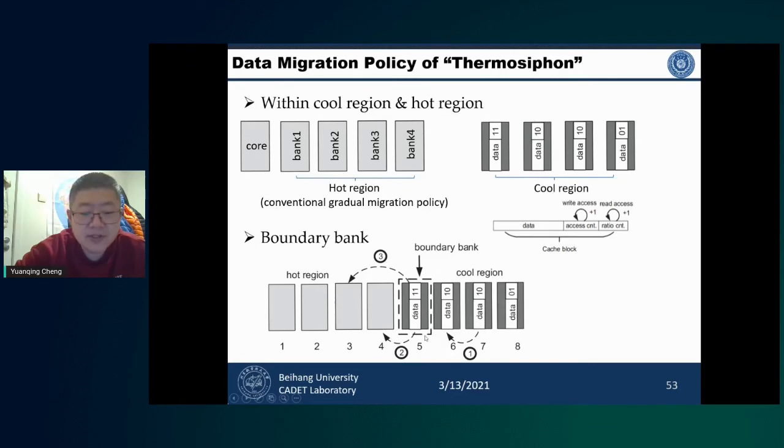And for the core region, there is also a boundary bank that is the nearest to the location of the hot region. In this boundary bank, we have a different migration policy. For example, if this bank was just evicted from the hot region, and when it is migrated to the hot region again, we try to migrate it further into the hot region to avoid the ping pong effect.